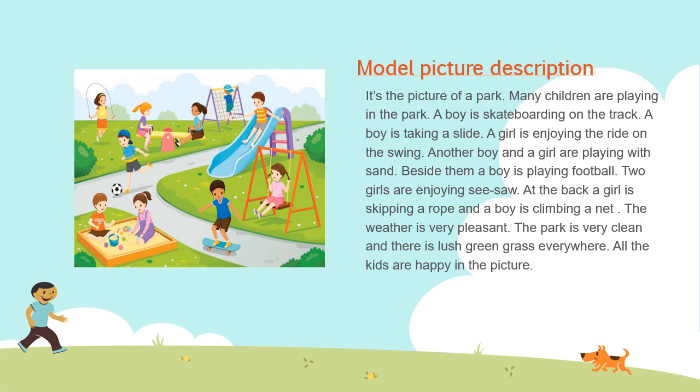Many children are playing in the park. A boy is skateboarding on the track. A boy is taking a slide. A girl is enjoying the ride on the swing. Another boy and a girl are playing with the sand. Beside them, a boy is playing football. Two girls are enjoying seesaw. At the back, a girl is skipping a rope and one more boy is climbing a net.